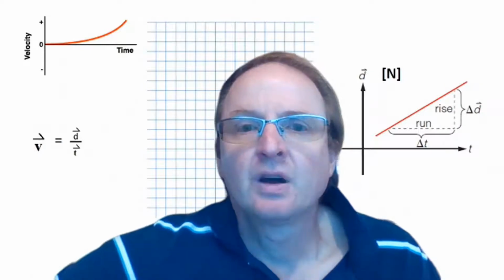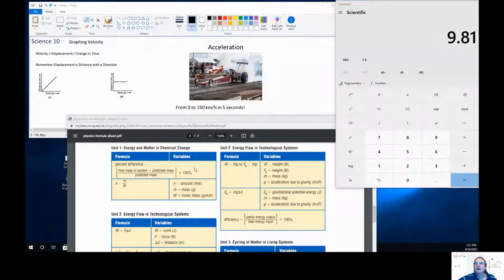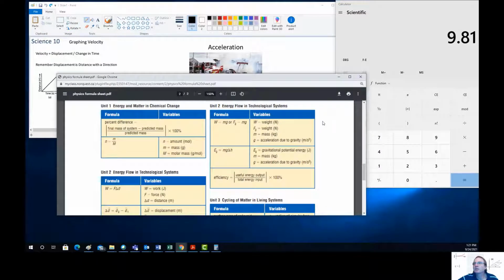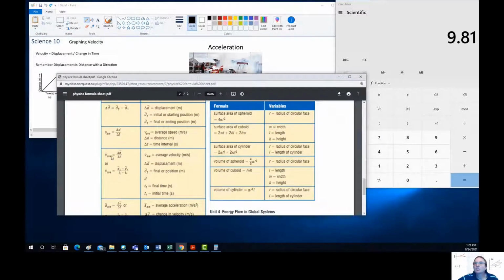Here we go. All right, so as you can see, we've got our notes we're going to go over. Make sure you got your calculator. Hey, there's 9.81. That's the acceleration due to gravity. We'll be looking at that in the next few lessons. But yeah, your formula sheet's really, really critical. Again, we're going to be looking at velocity, with the little arrow above here.